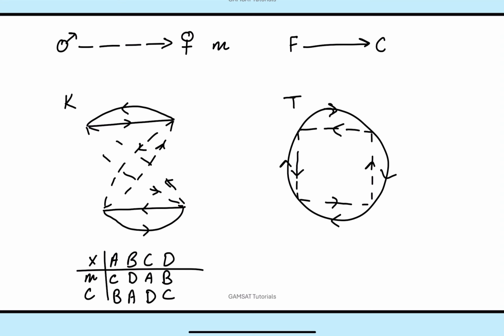What we're told is that there are two different types of arrows. There's the broken arrow and there's the solid arrow. In the broken arrow, the man at the origin of the arrow is going to marry a woman at the tip of the arrow. Then in the solid arrow, the father at the origin of the arrow, their child is going to belong to the clan at the tip of the arrow.